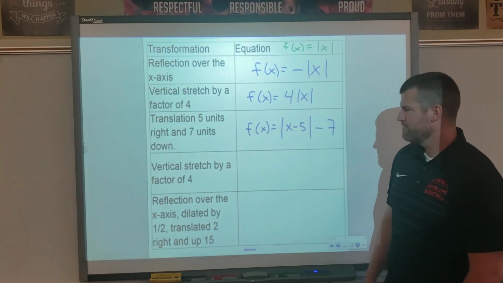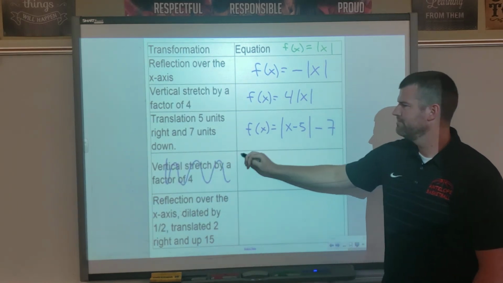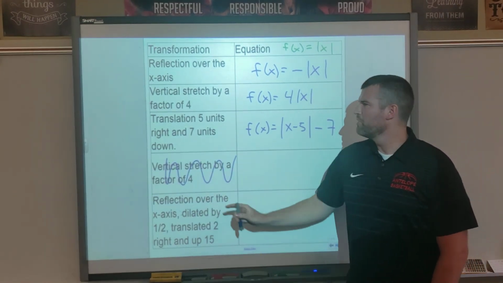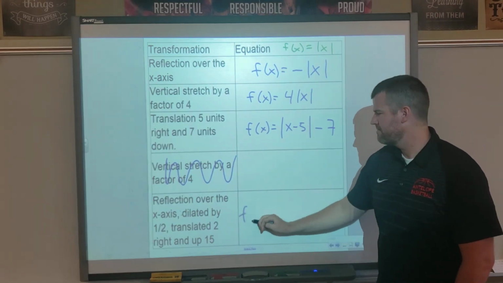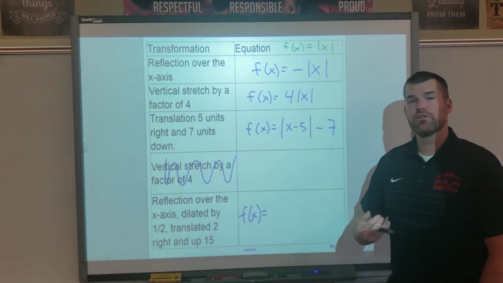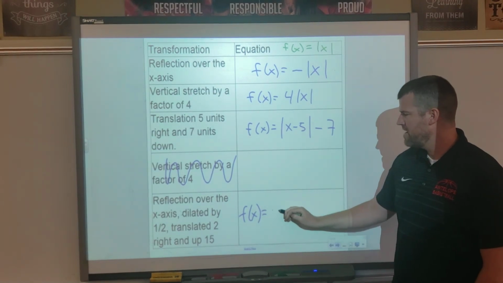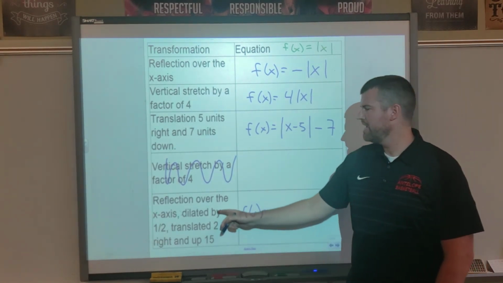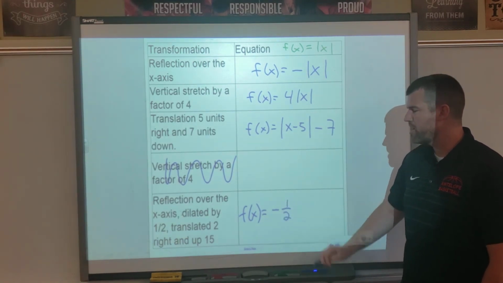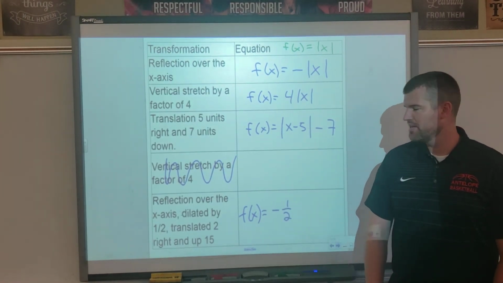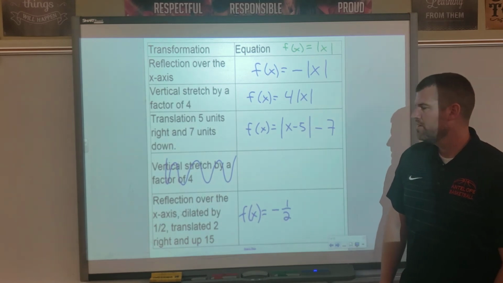Vertical stretch by a factor of 4. Hey, we already did that. My bad. But we'll go ahead and move on to this one. Reflection over the x-axis. So how do we make it reflect? We make it negative. Dilated by 1/2. So that's going to end up being a compression. The graph will be wider because that's between 0 and 1.